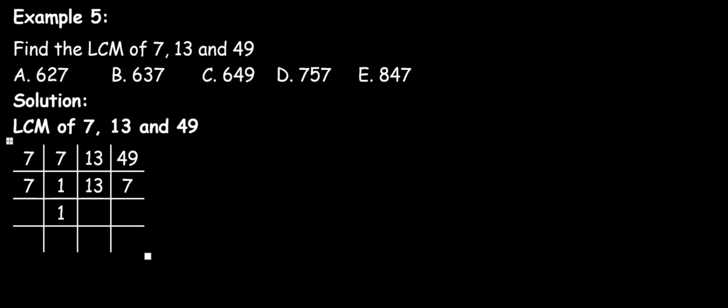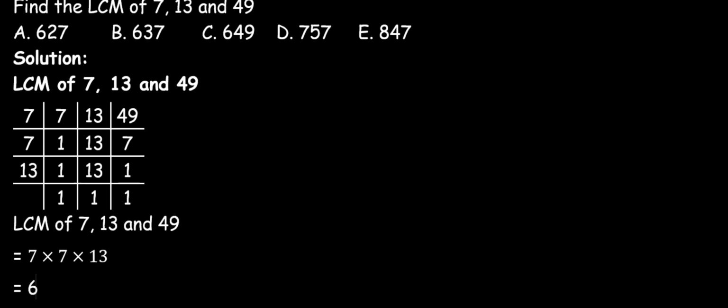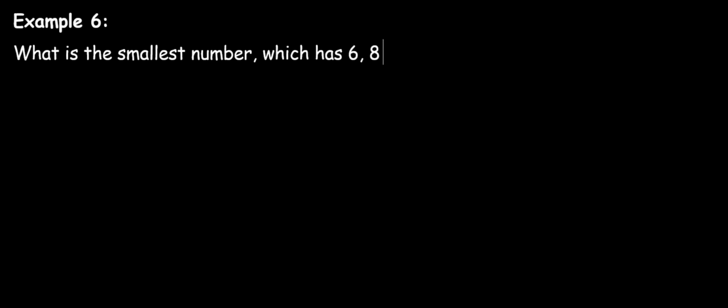7 divide 13, without remainder you cannot, so you bring the 13 down. 7 divide 7, you get 1. Next, we take 13. 13, bring the 1 down. 13 divide 13, 1. So you bring the other 1 down. So the LCM of 7, 13, and 49 is equal to 7 times 7 times 13, which is equal to 637.